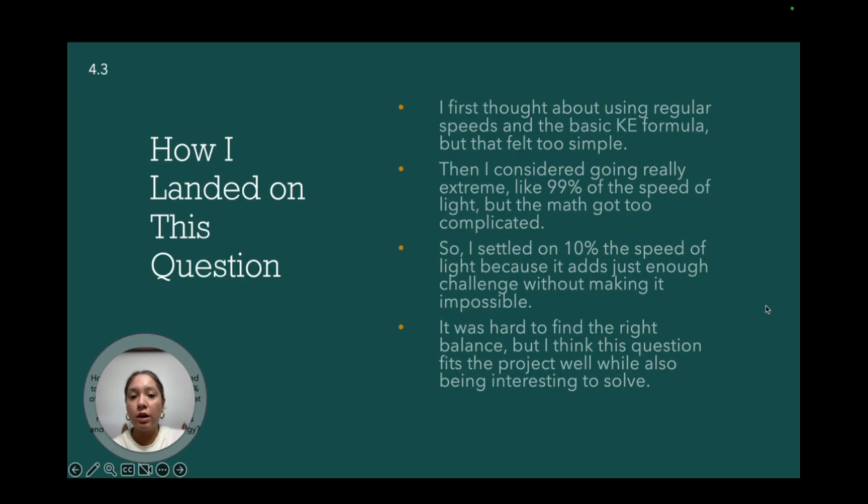How I landed on this question. I first thought about using regular speeds and the basic KE formula, but that felt too simple. So then I considered going really extreme, like 99% of the speed of light, but that math got way too complicated. So I settled on 10% of the speed of light because it adds just enough challenge without making it impossible. It was also hard to find the right balance, but I think this question fits the project well while also being interesting to solve.